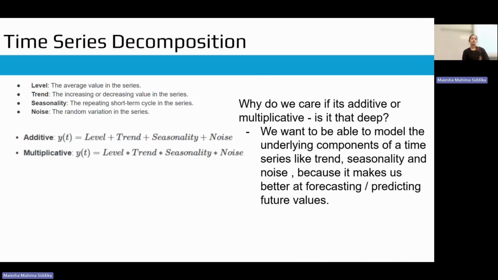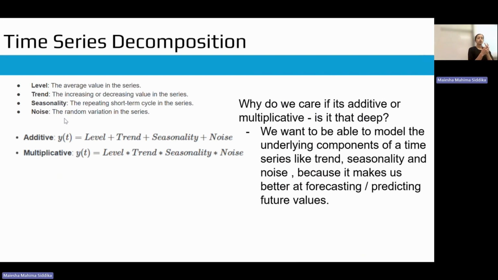So time series decomposition. With a time series, you'll have that as your Y, and you can decompose that into different components, such as level, trend, seasonality, and noise. So defining a level, that's basically the average value in the series. And then a trend is the increasing or decreasing value that we saw before. Seasonality is those repeating short-term cycles in the series. And then noise, that's the random variation that we can't quite capture.